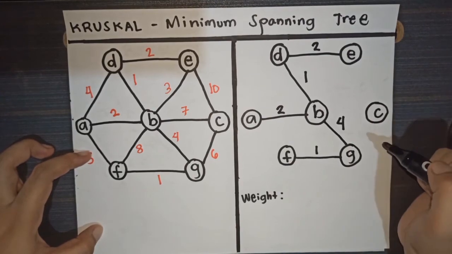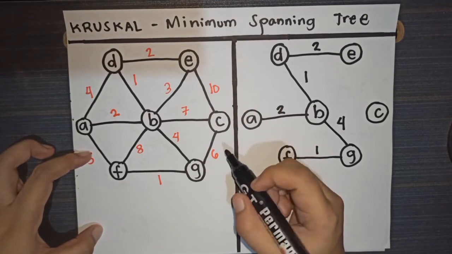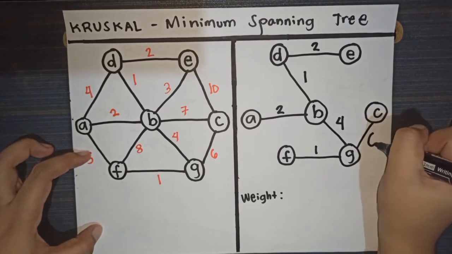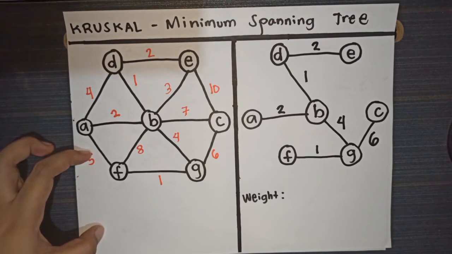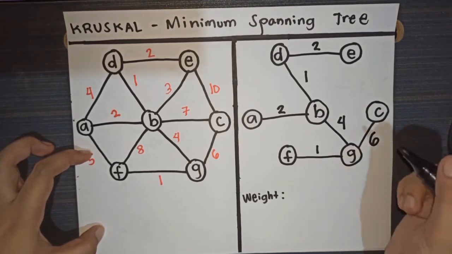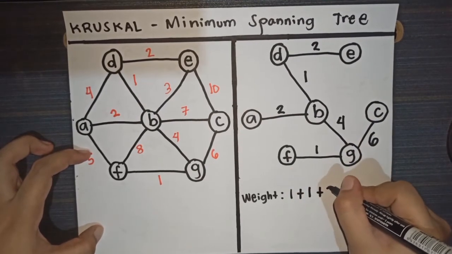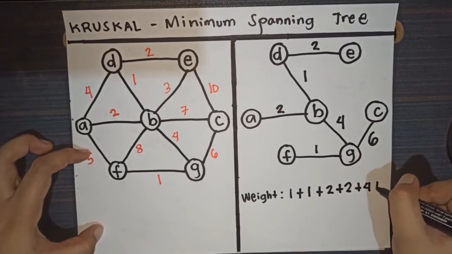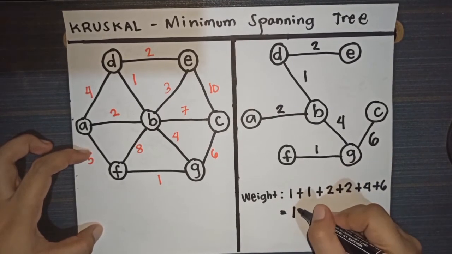So, next, you choose among 6, 7, and 10. Since the edge is smaller here, we choose it. We have connected all the vertices in our minimum spanning tree. To solve the weight of this spanning tree, we just need to add all the edges. So, we solve 1 plus 1 plus 2 plus 2 plus 4 plus 6. So, we have a minimum spanning tree of 16.